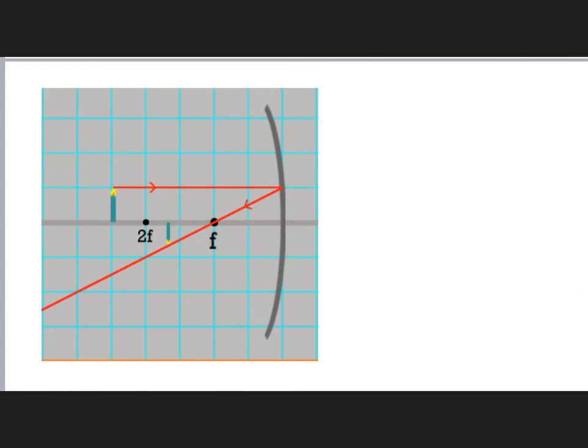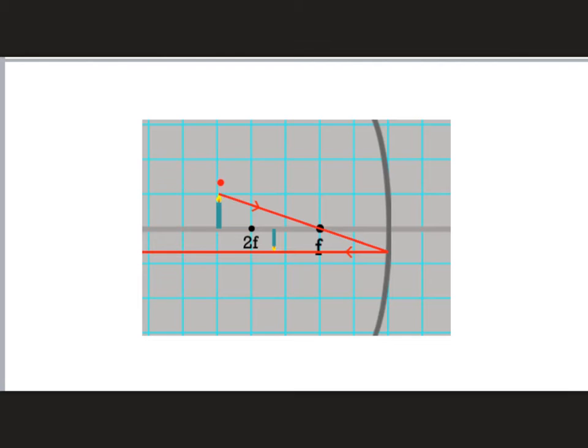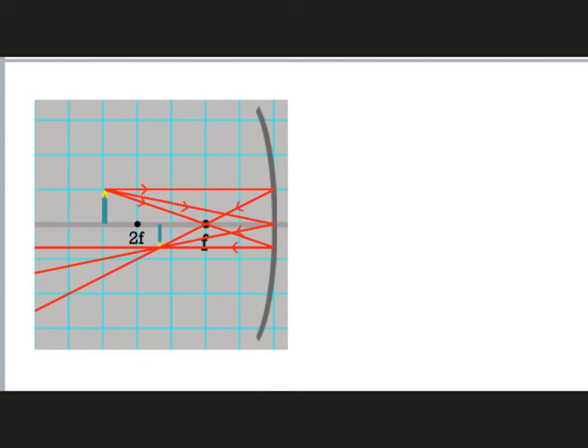So let's look at those rays again real quickly. The first ray is a ray that is parallel to that central axis. It's called the optic axis if you want to get technical, but this ray comes in parallel to the central axis and it reflects coming out through the focal length. The next ray goes through the focal length, it comes out parallel.